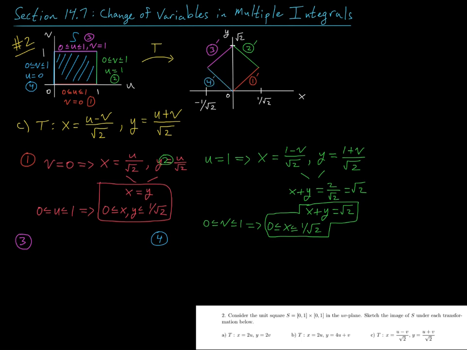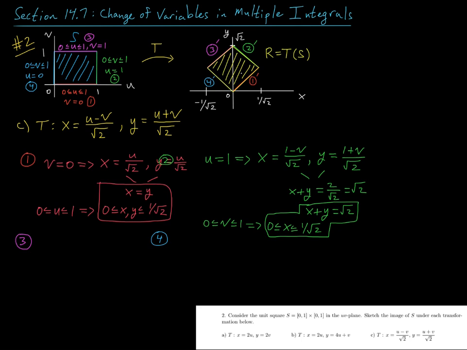Okay, and so our image region here is a square. It's actually a unit square. In fact, it's just this unit square rotated 45 degrees counterclockwise. So if you've taken linear algebra, you may recognize this transformation as a rotation of the xy plane. That's exactly what this thing is doing. It's just simply rotating there.